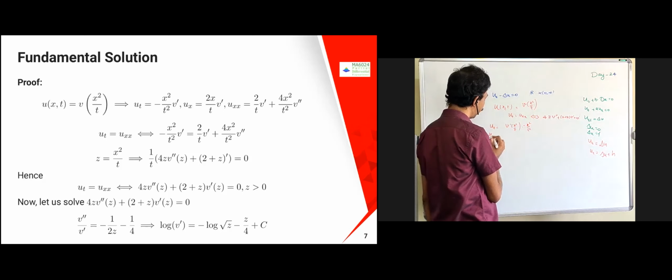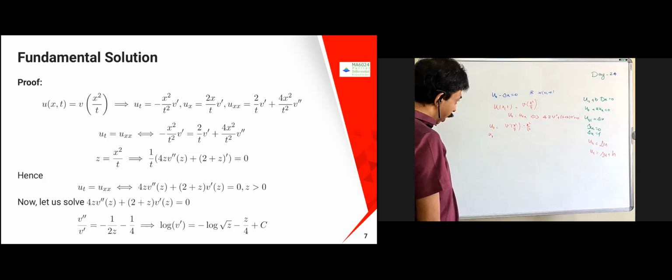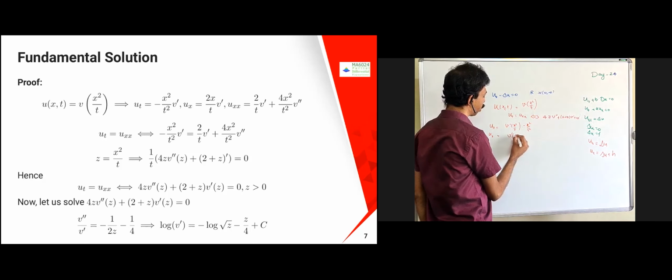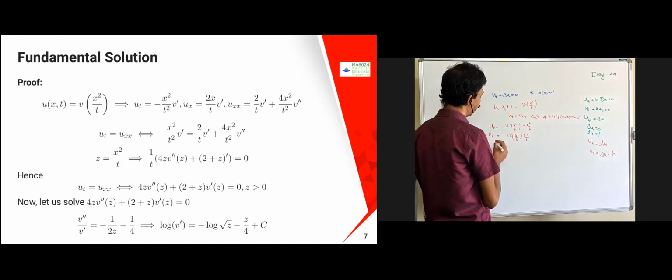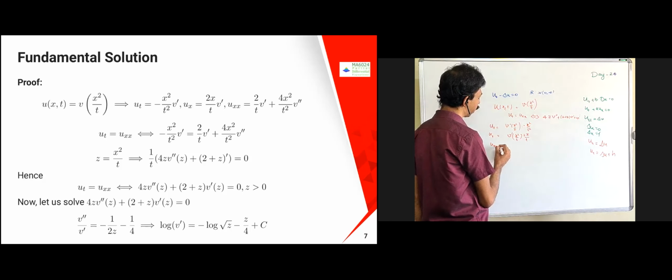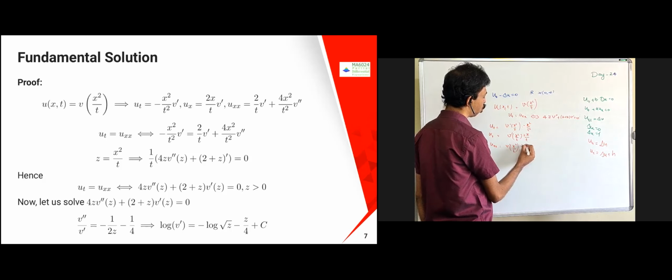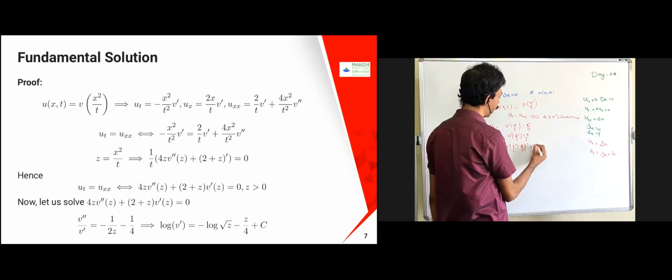Now if you calculate u_x with respect to x, you are going to get v dash of x squared by t into 2x by t. If you differentiate a second time, you are going to get v double dash of x squared by t into 4x squared by t squared, plus, using the product rule, v dash of x squared by t into 2 by t.